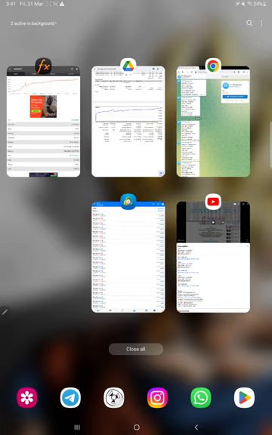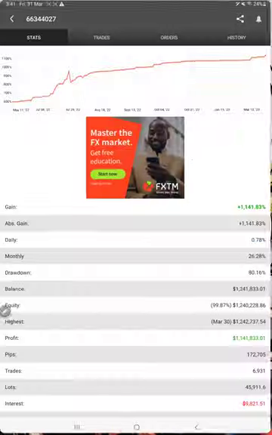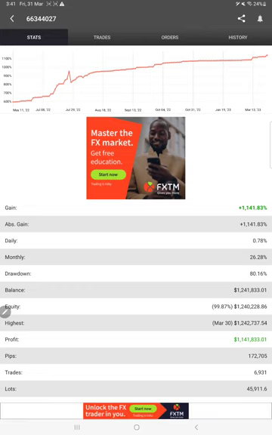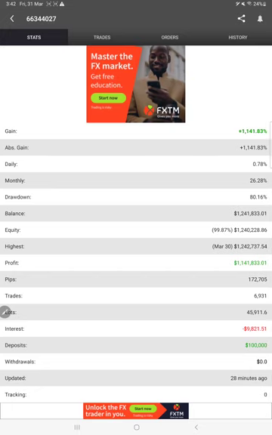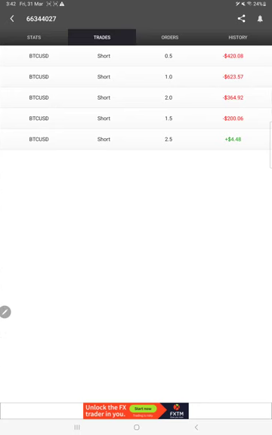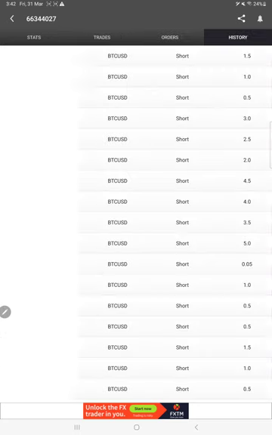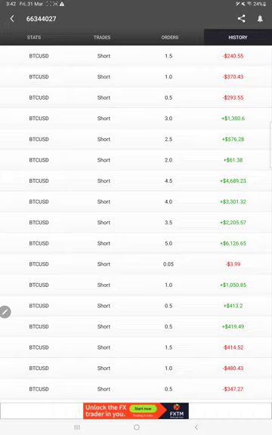And this is the MyFXBook page of this strategy. Here you will find the gain in percentage: 1114.83% so far, daily 0.78% and monthly 26.28% return. And these details were updated just 28 minutes ago. This is the recent update, and here are the open trades. No pending order, and here is the history of trades.